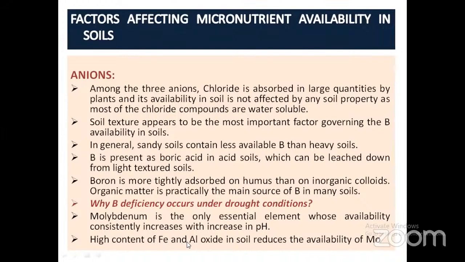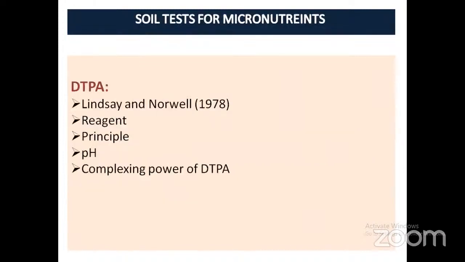And high content of iron and aluminum oxide in the soil reduces the availability of molybdenum. Why molybdenum is less available in the acidic range? Because of this iron aluminum oxide. So molybdenum gets fixed in this iron aluminum oxides as well as on the silicates at low pH through ligand exchange. That is why the availability of molybdenum is less under acidic range and it is high at high pH. Okay. Now coming to soil testing method for this micronutrients.